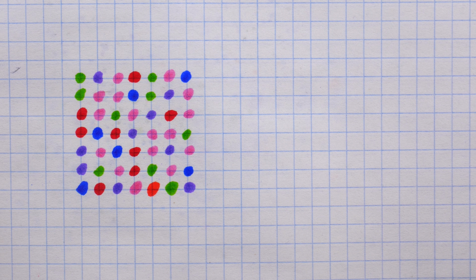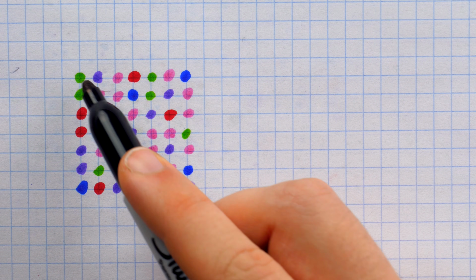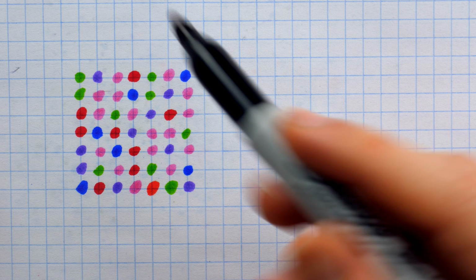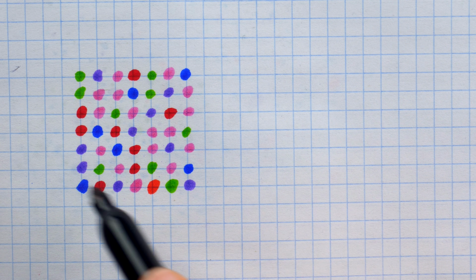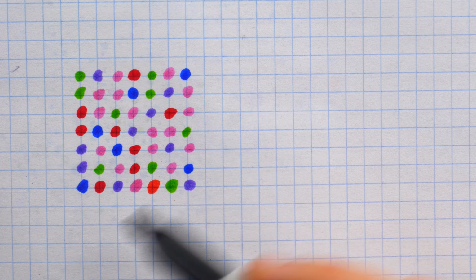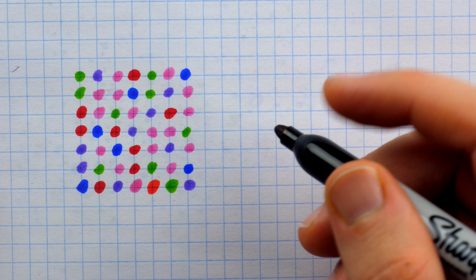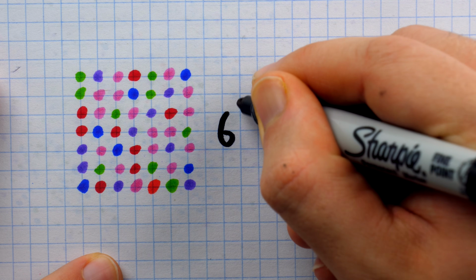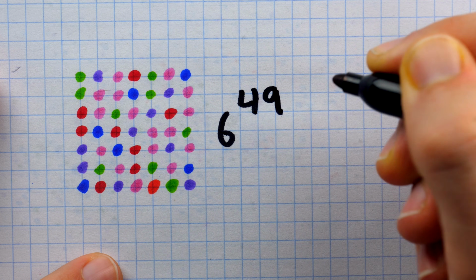The answer, of course, is that there are only finitely many ways we could have done this. If we numbered the points 1, 2, 3, 4, 5, 6, 7, 8, 9, 10, and so on, we'd have points 1 through 49, and every one of them could have one of 6 colors, so the total number of ways to color a square like this would be 6 to the power of 49.